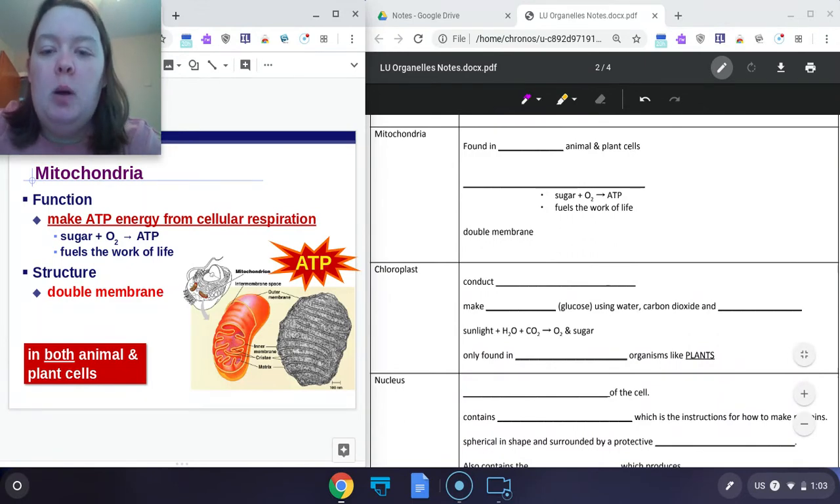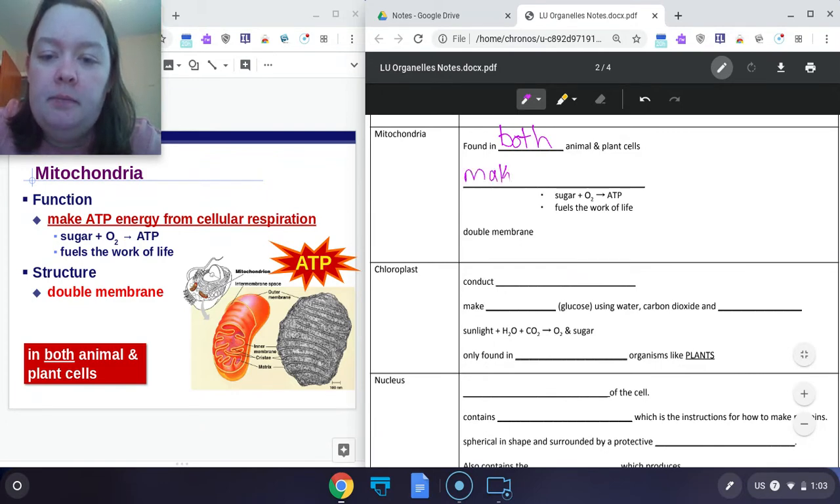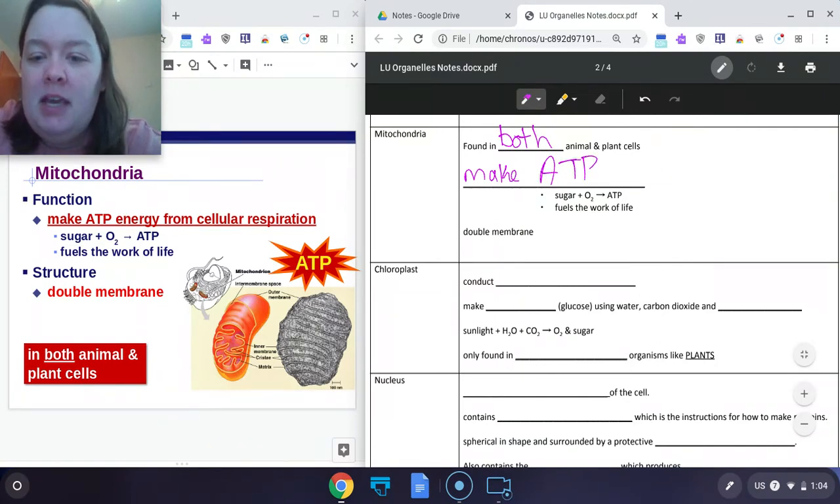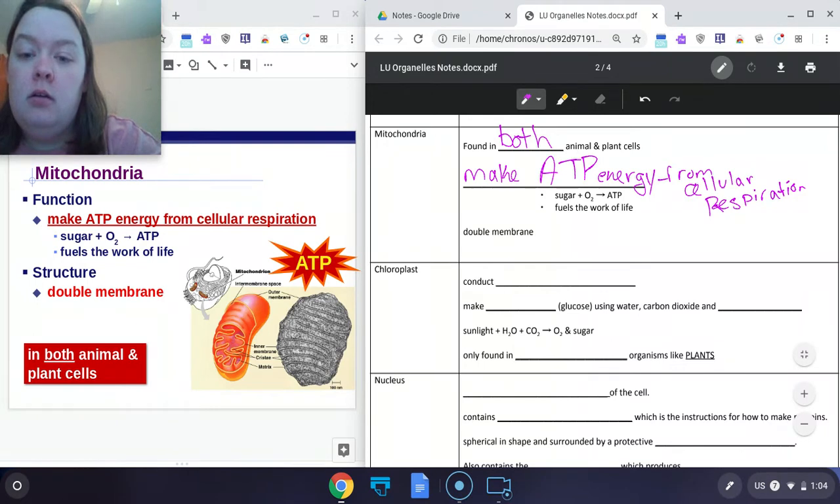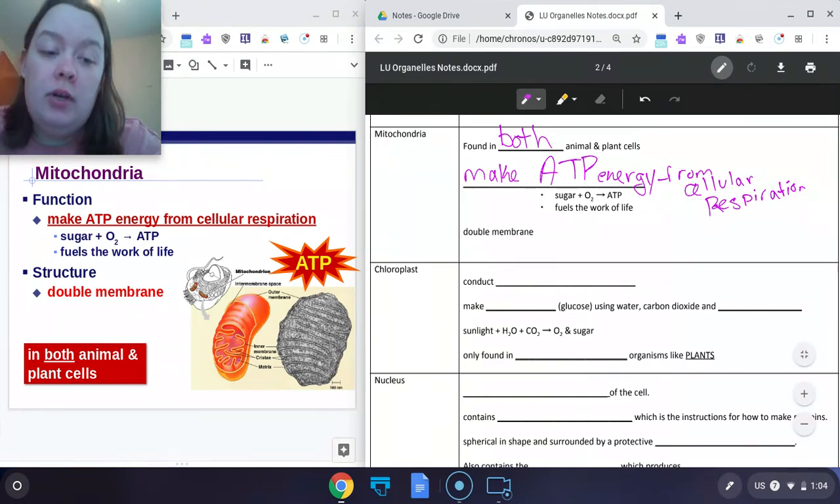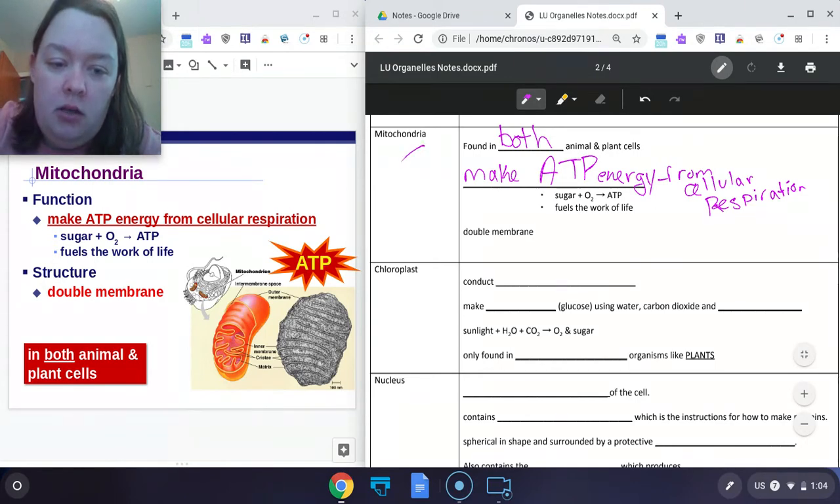Mitochondria are found in both plant and animal cells. Their job is to make ATP. ATP is energy. So they make ATP, energy, from cellular respiration. So the mitochondria does cellular respiration in order to make ATP. Now, I do want to point out what a mitochondria looks like.